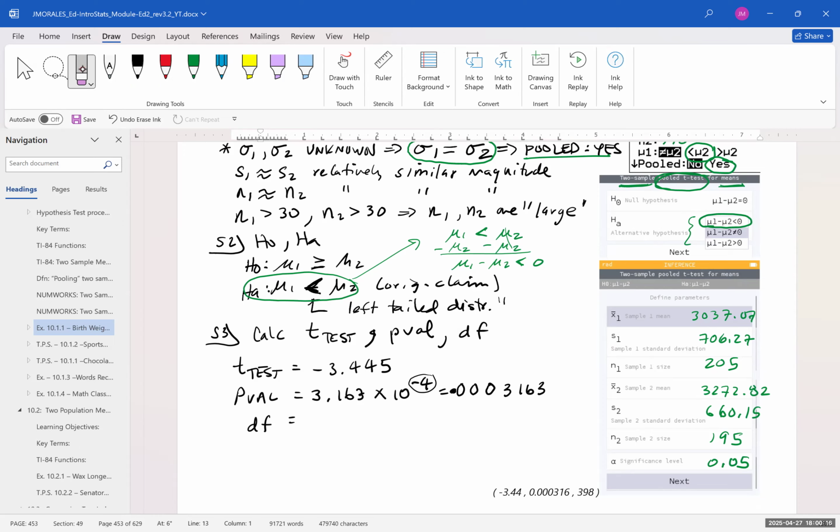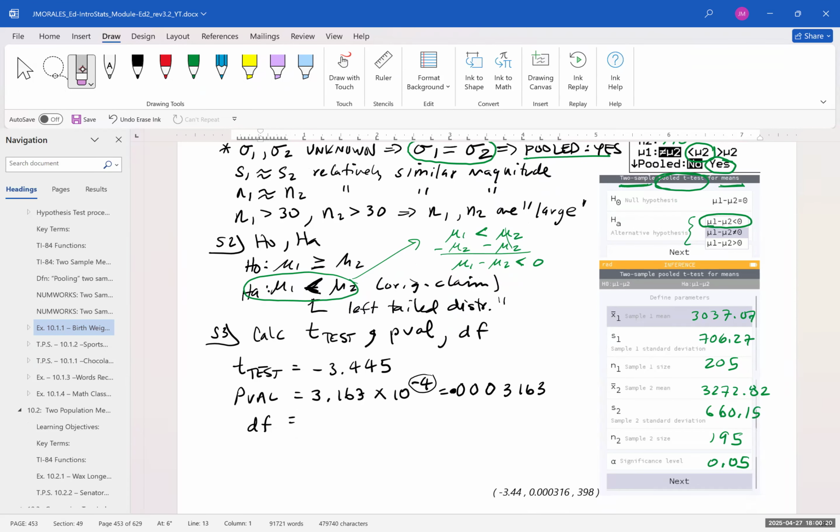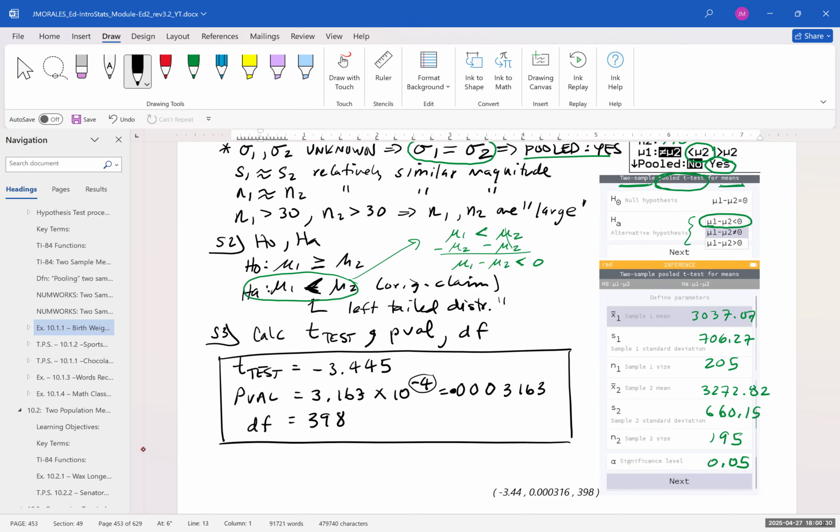And so that is actually your p-value, 0.0003163. And degrees of freedom were 398, like that.